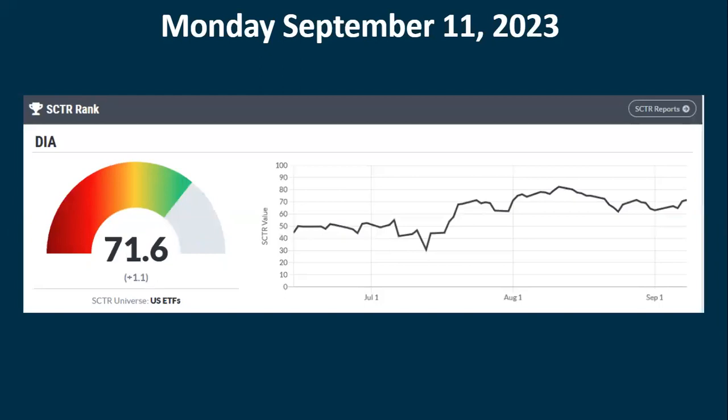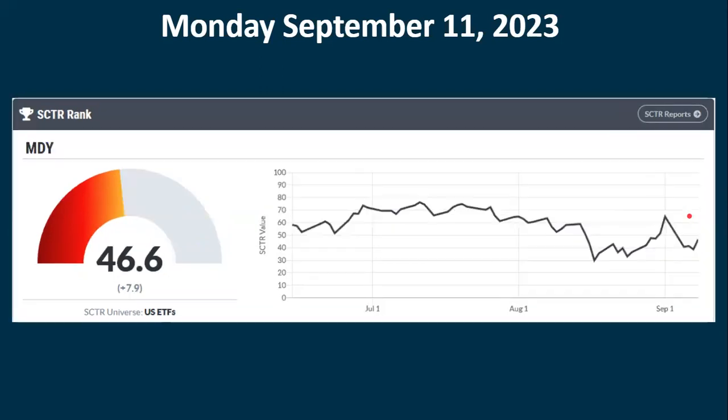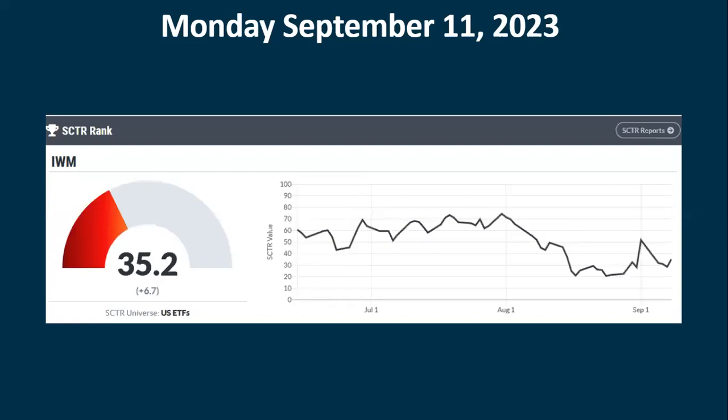Then coming in third place is the Dow. It did tick up just a little bit where it's showing some improvement. It gave a score of 71.6. The mid caps, also a little bit of an improvement lately, but they're under 50 and coming in at 46.6. And then in last place, even though they ticked up slightly, are the small caps. And they've been under a lot of pressure lately. And they've been really underperforming, and they come in at 35.2.